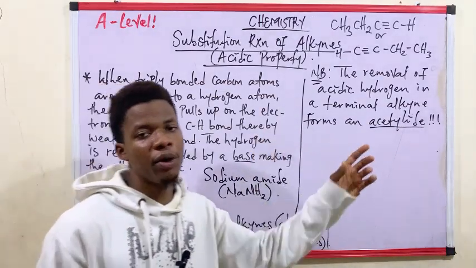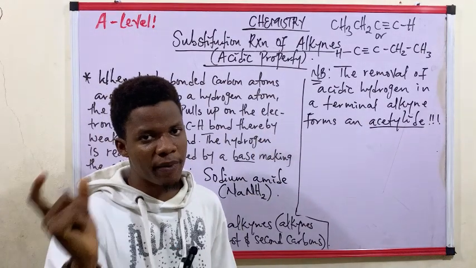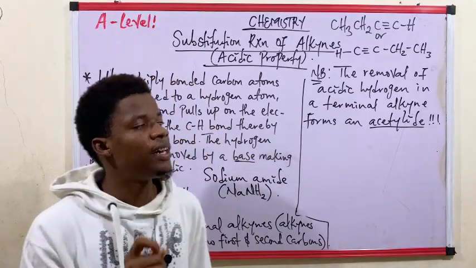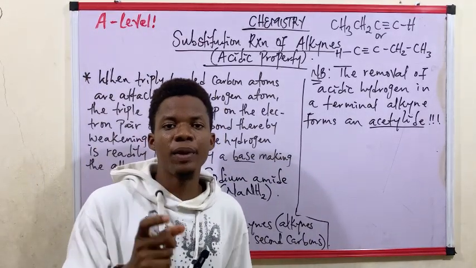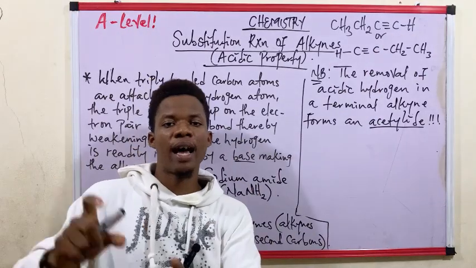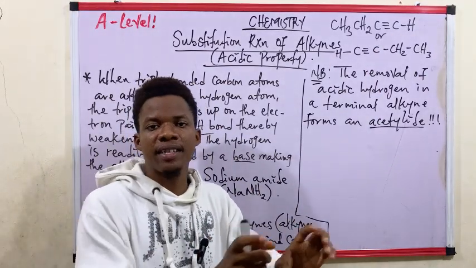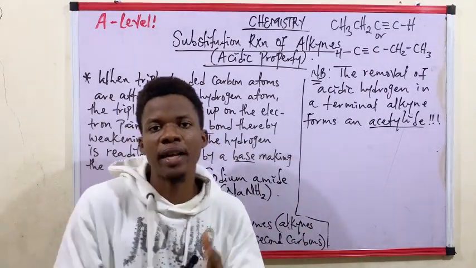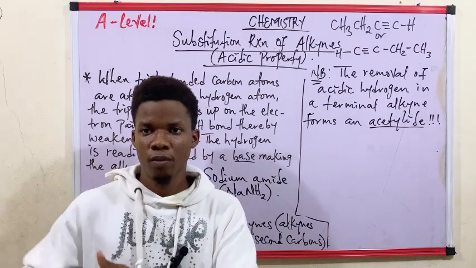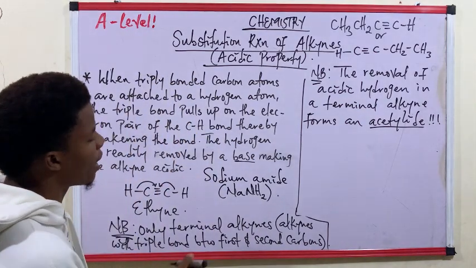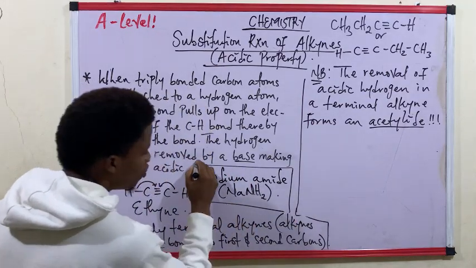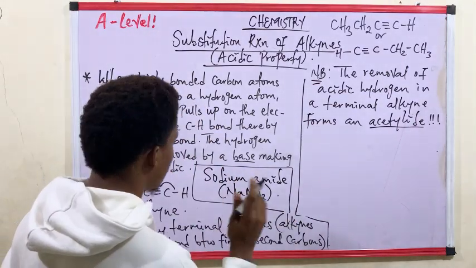So when you hear the word acetylide, I repeat myself, acetylide simply means a terminal alkyne in which the acidic hydrogen has been replaced with a metal or a group, probably an alkyl group. Alright, so now let me explain all this. Remember the base we are going to use is what? Sodium amide.